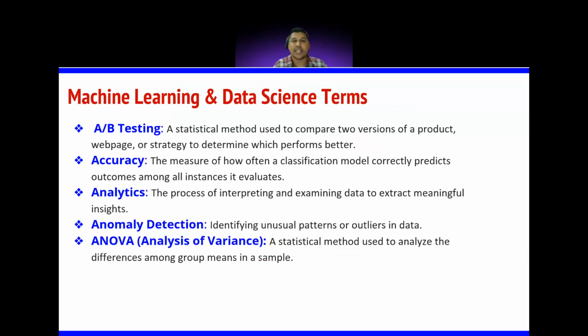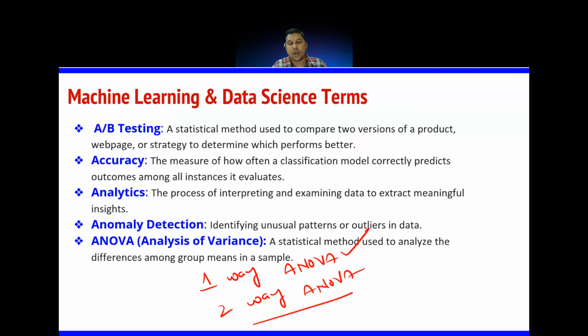In this analysis of variance, we have two different kinds, one-way ANOVA and two-way ANOVA. What is one way? Analyzing the data only in one direction, only in the x-axis or in the y-axis. Two-way ANOVA, analyzing the data in both the directions, x and y.